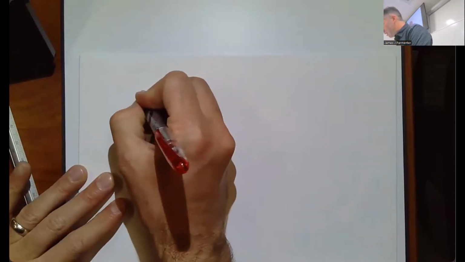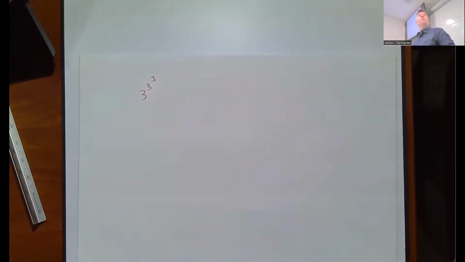If someone writes 3 to the third to the third, what does that mean? Is that 3 to the 27th power? Or is it 9 to the third power? Or is it 27 to the third power?